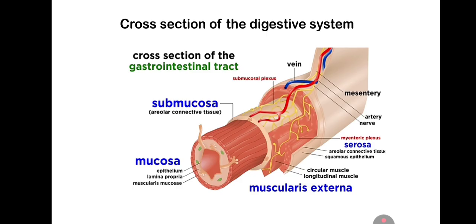the outer longitudinal layer. And lastly, we come to the serosa. This is areolar connective tissue covered with a single layer of squamous epithelial cells that forms the mesothelium. We should also note the intrinsic nerve plexuses, which are the submucosal nerve plexus in the submucosa and the myenteric nerve plexus in the muscularis externa. These allow communication all along the GI tract and regulate digestive system activities.